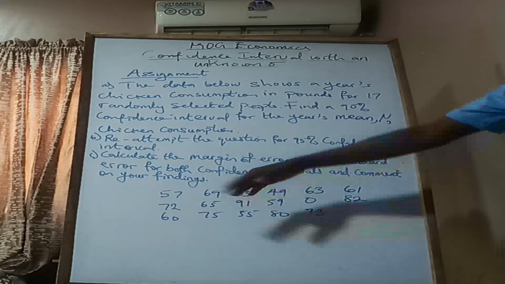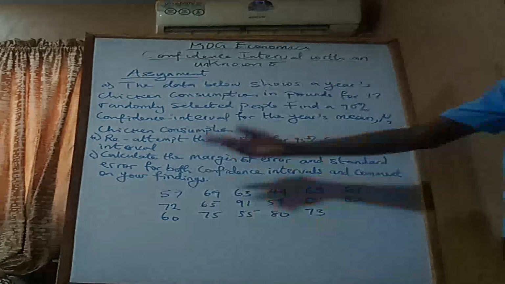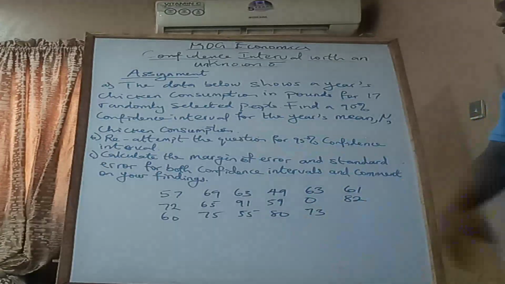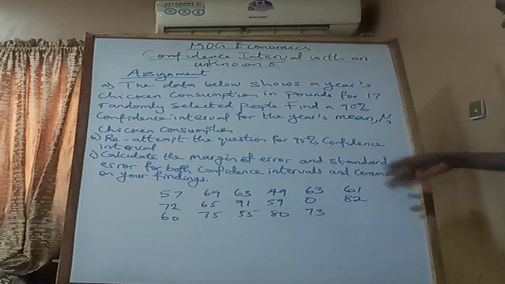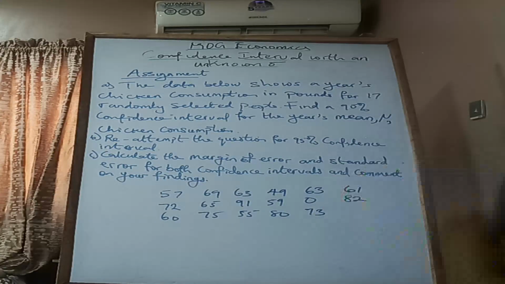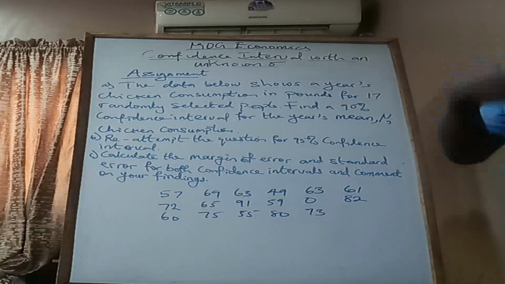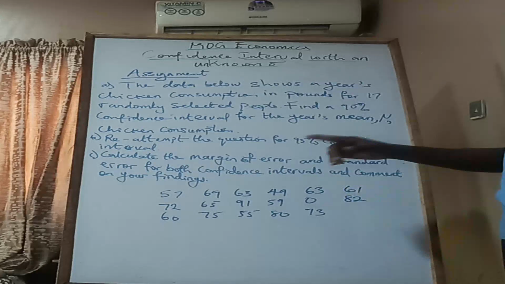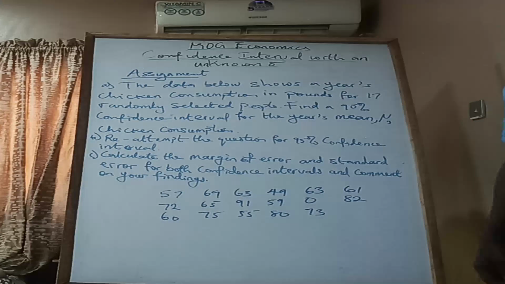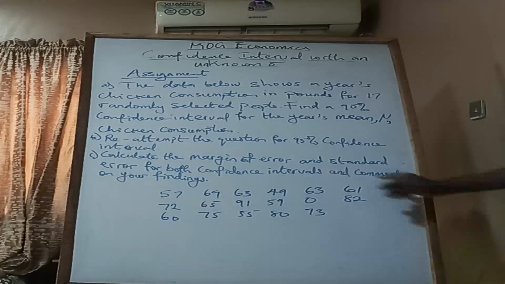Then you have this data here, measured in pounds. Somebody has 57 pounds of chicken in a year, 72 pounds, and so on. And then somebody has zero. Because you're looking at those that are consuming chicken, why should you include someone that does not consume chicken at all in your data set? So this is an outlier. I'm telling you now that zero is not going to be part of your analysis.